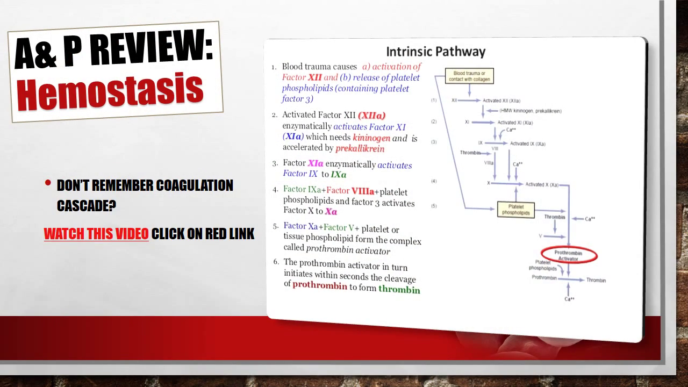I am including a link to a video in your PowerPoint. It's easier to access it in the PowerPoint version of the notes. Hemostasis is the process of controlled blood clotting. If you're not familiar with the clotting cascade, that's what that video would serve to help you.